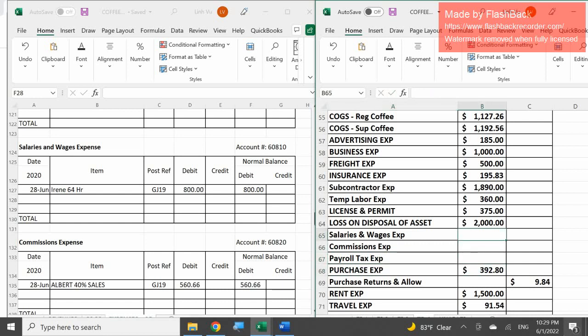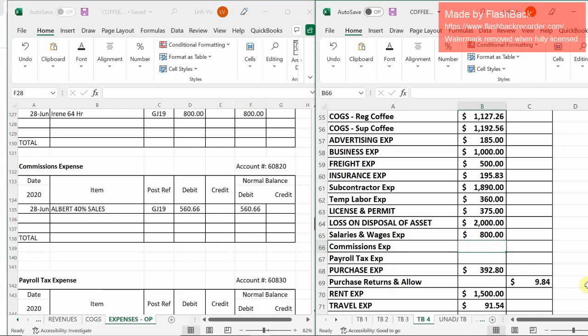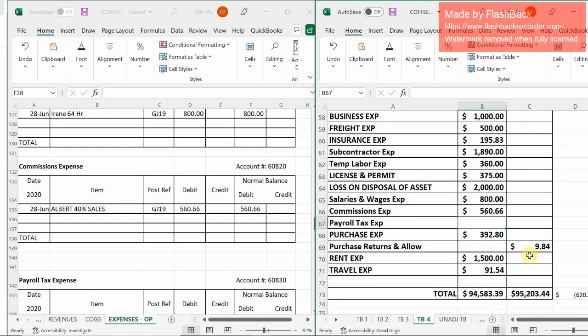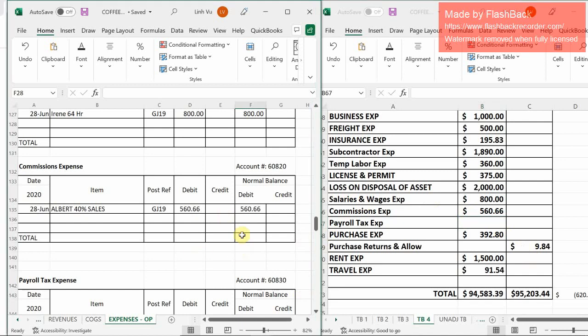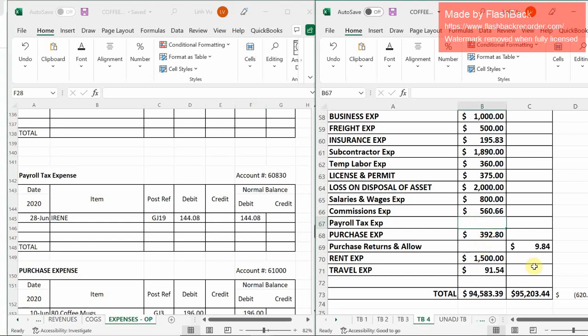Okay. So in this case, starting with our salaries and wages expense, we have a total of $800. Okay. Our commissions expense was a total of $560.66. Okay. Our total payroll liabilities or taxes, right, was a total of $144.08. Okay.